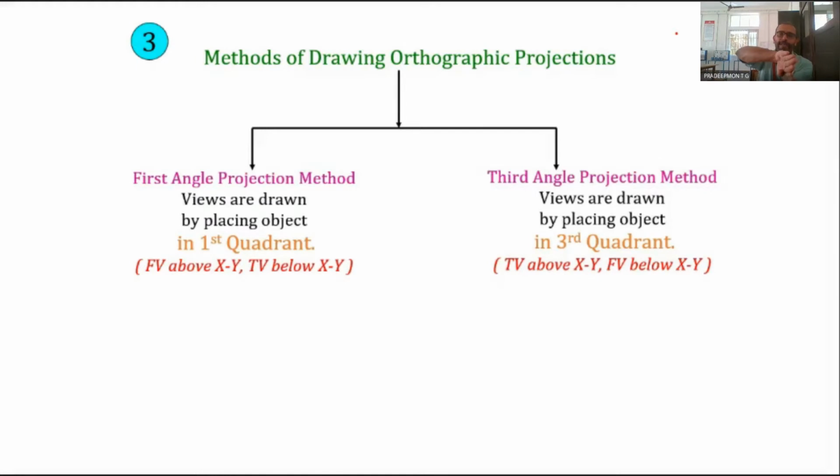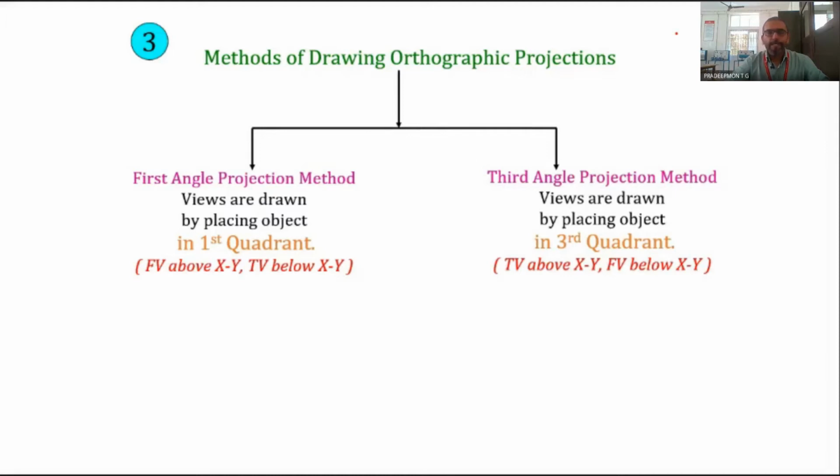In third angle projection, the top view will be above the XY line, and the front view will be below the XY line. This is the vertical plane, and this portion is below the horizontal plane, and the front view is obtained here, so it remains below the XY line. So that is the only difference. In first angle projection, the front view is above the XY and the top view is below the XY. And in third angle projection, it is the opposite: the top view is above the XY and the front view is below the XY.